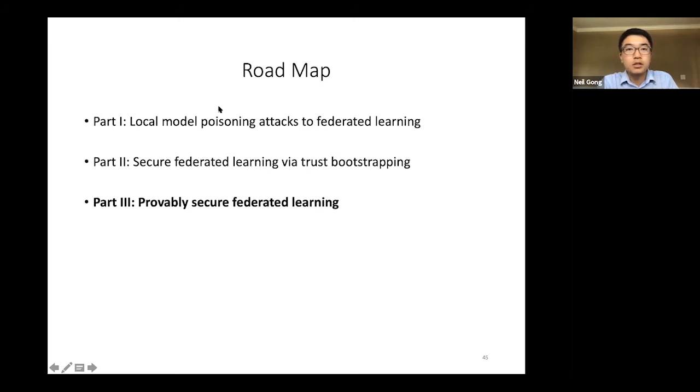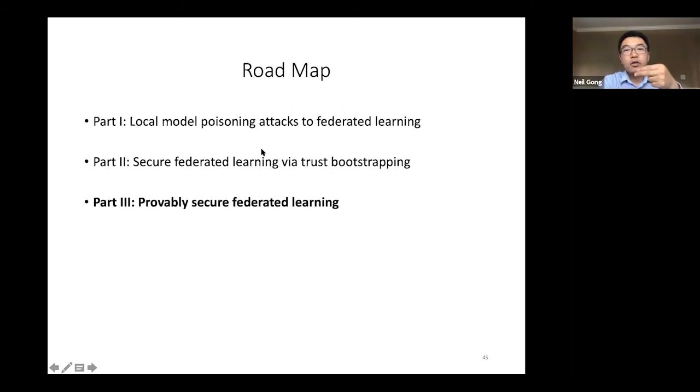So let me see the next question. Does bootstrapping handle very high non-IID, say higher than 0.6? I think this is a very good question. The question is, again, about the non-IID setting, right?